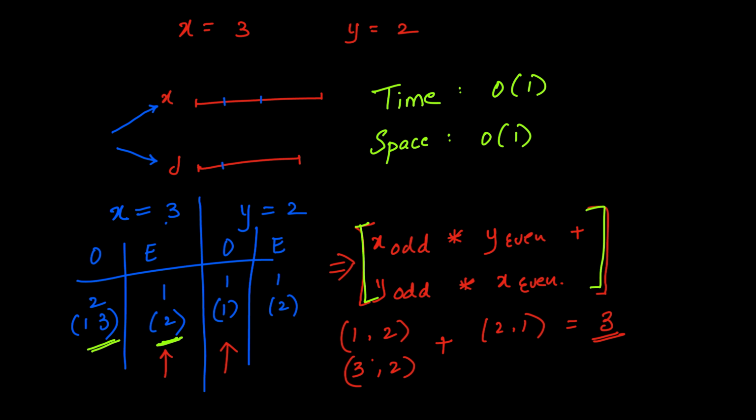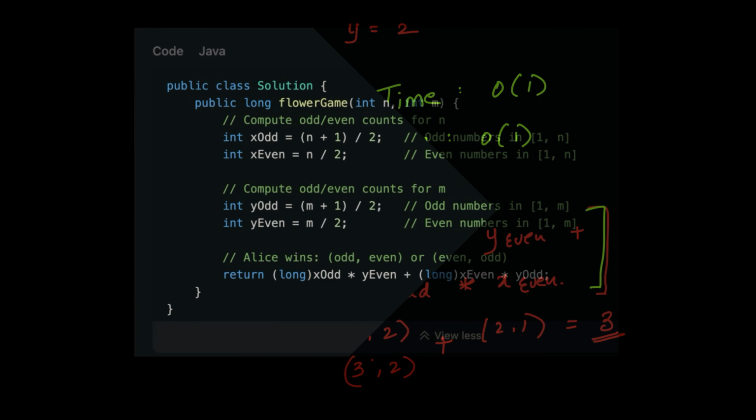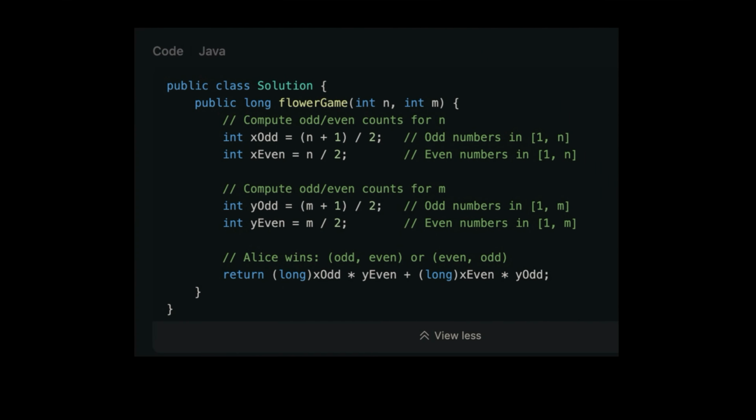Let me show you how we can implement this using Java. In this Java implementation, I start by calculating the total number of odd and even numbers in the n range, where I'm using the formula (n plus 1) divided by 2 to get the total number of odd numbers in the range, while n divided by 2 gives the even numbers. I'm repeating the same formula to calculate the numbers for m.